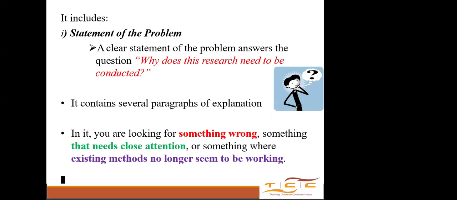Now, the introductory part of your proposal includes the statement of the problem. I'm not going to talk about this much. I think I talked about this enough when I was talking about the problem tree. It includes the statement of the problem, which is a clear statement of the problem. A clear statement of the problem answers this question: why does this research need to be conducted? That could be the justification, but then the statement of the problem now brings out the problem. You are stating the problem.